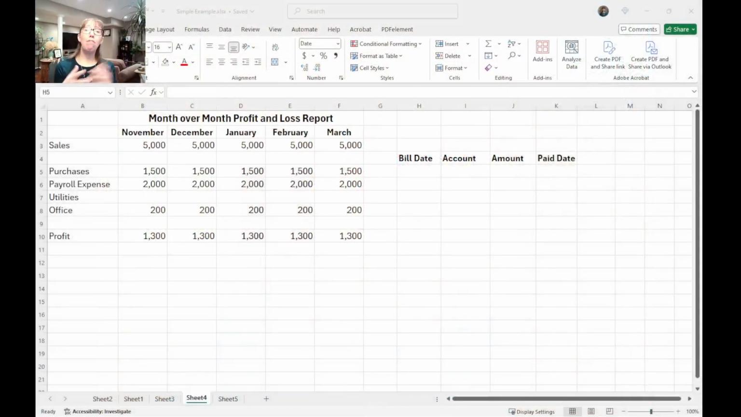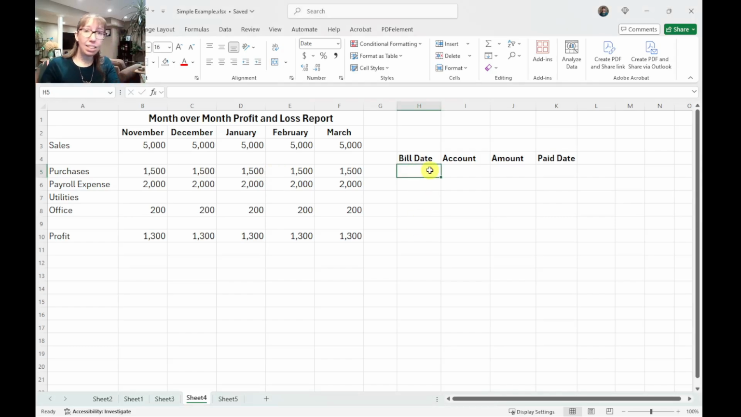paid date. I like to use the example of a business that has 3 different utility bills, one for November, December, and January. Let's take a look at what that looks like with this simplified version. Here what I have is a very, very simplified profit and loss, just for illustrative purposes. It's a monthly profit and loss report. We've got November, December, January, February, March. And let's just say consistent sales and expenses just for this example right now.